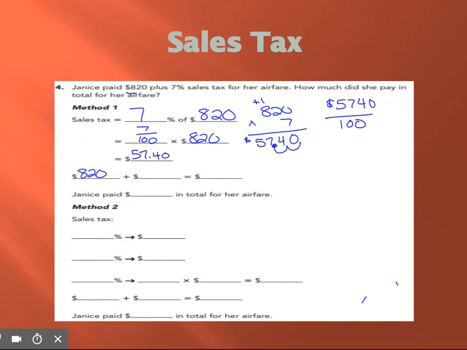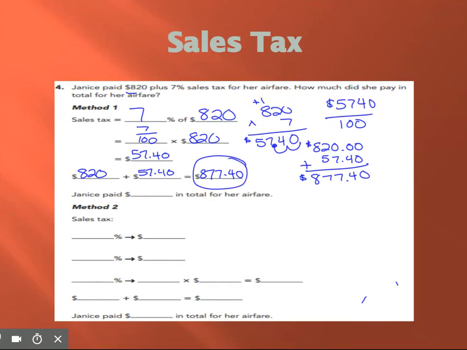And again, I want to make sure I'm answering the whole question. So to figure out the total cost, I'm adding my original price of $820 plus $57.40. And I want to add my decimal and 2 zeros to $820 so I can line my decimals up when I add. And I would get $877.40. Okay, so that's the total cost of the airfare.